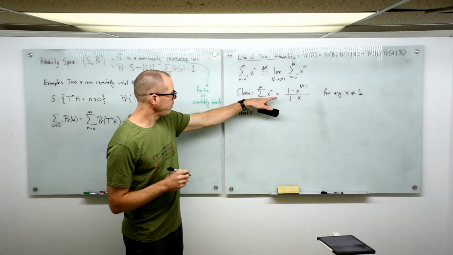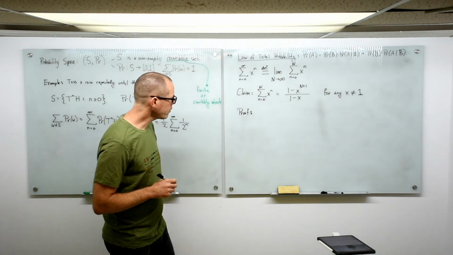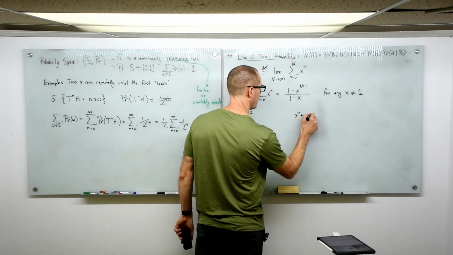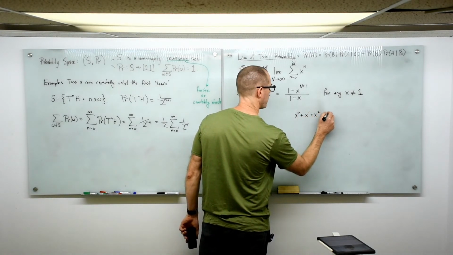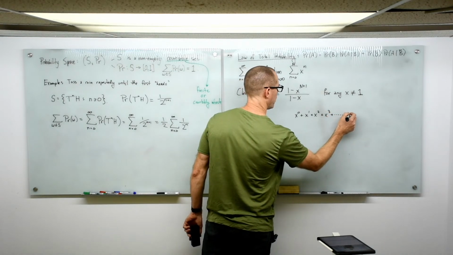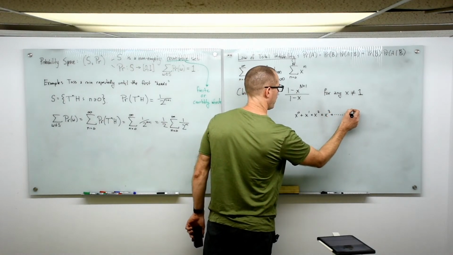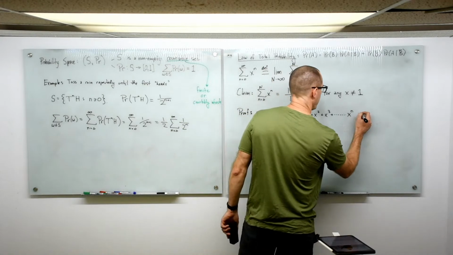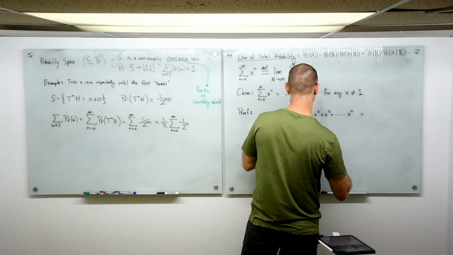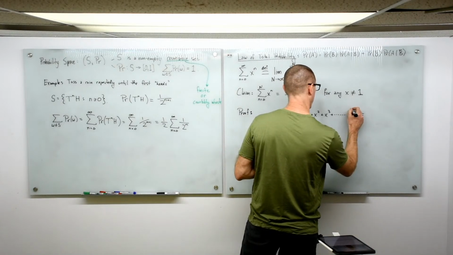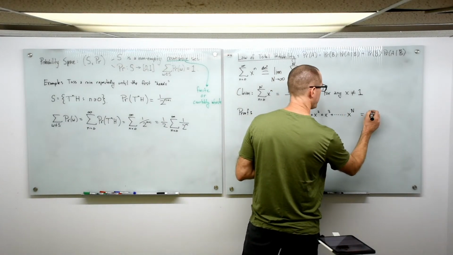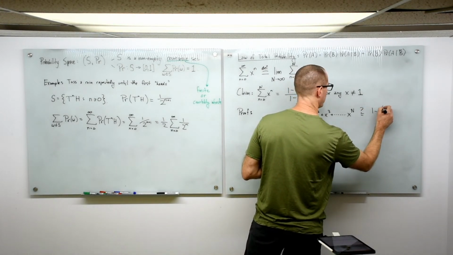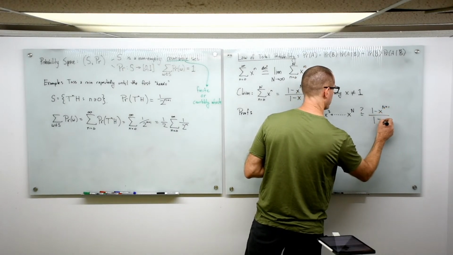Well, this thing on the left here is just x to the 0 plus x to the 1 plus x to the 2 plus x to the 3 plus ... plus x to the n. That's this thing on the left. And this is claiming that this is equal to 1 minus x to the n plus 1 over 1 minus x.